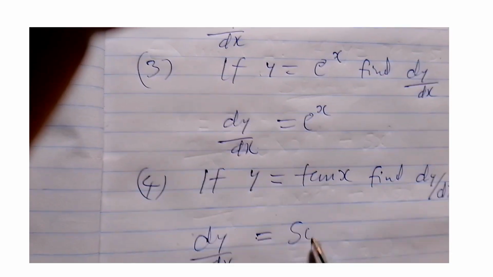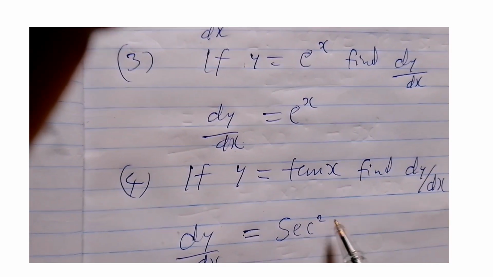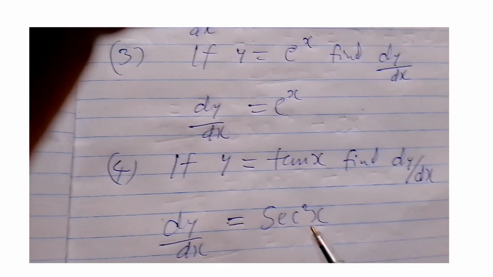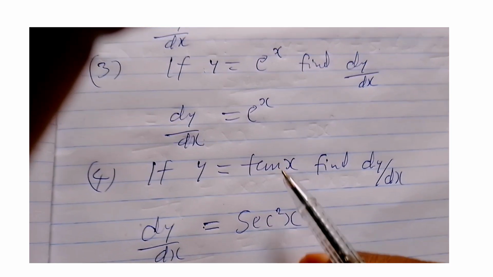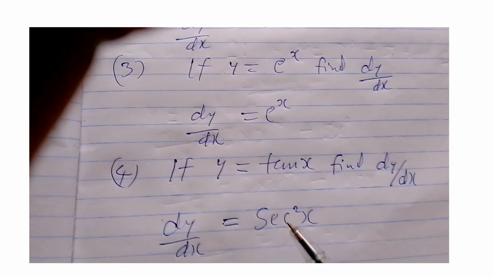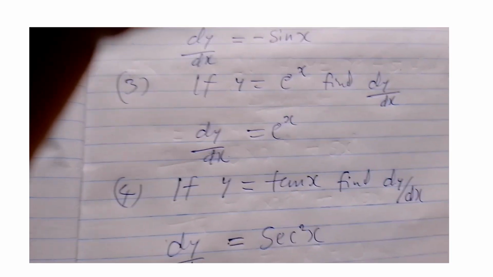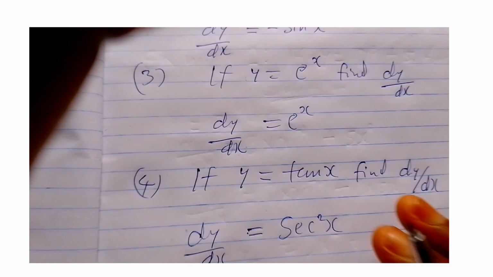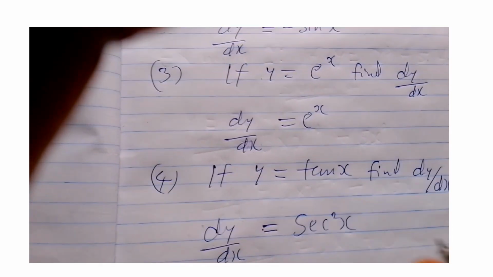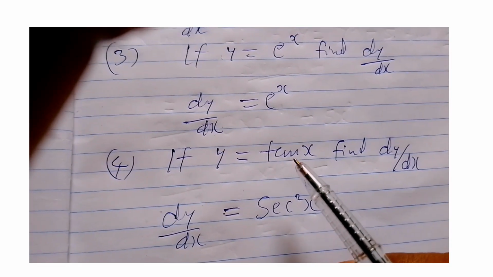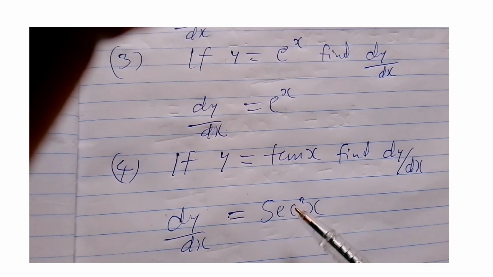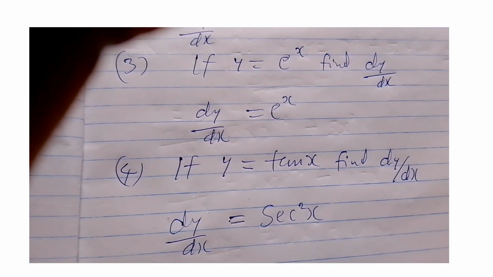Sec squared x. This is the derivative of tan x. Just know their derivative, even though you don't know how they come about. But if you want to prove it as a mathematician, that's how we prove it. But at this level, what matters is to know their derivative, which is, the derivative of tan x is sec squared x. So they can be able to derive the function and get the right answer.